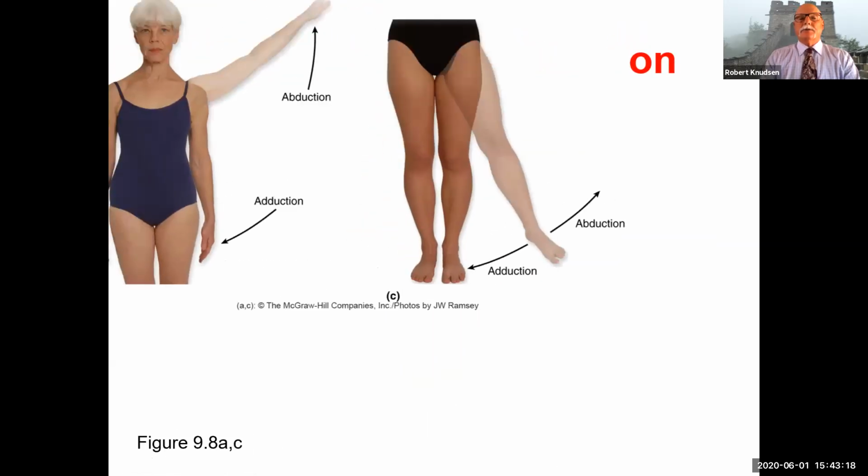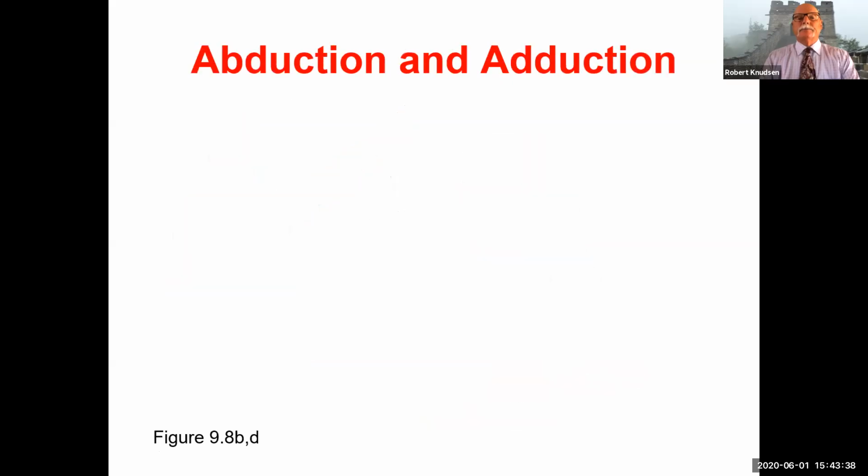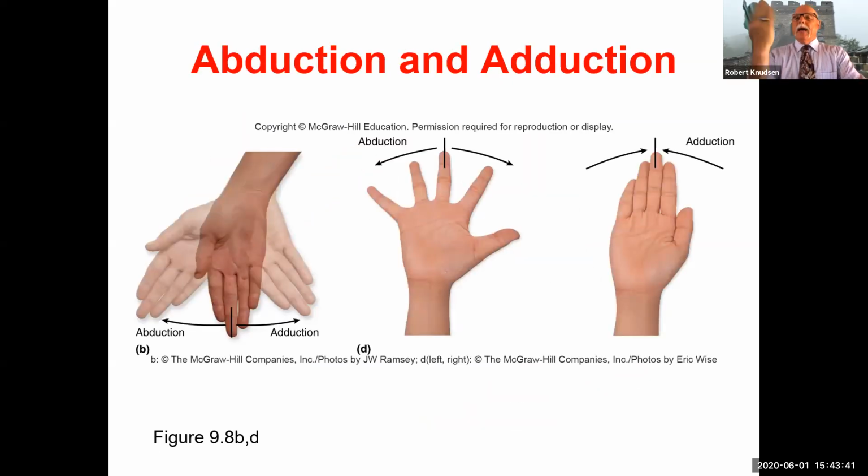Abduction, adduction. Here's grandma. Grandma's going to show you abduction, moving your arms away from the midline. They were down in anatomical position. You move them out, that is ab. You move them back, that is add. You can do the same thing with your leg. Okay, that's what that one shows you. Abduction, adduction, I showed you that one. You can do it with your wrist, you can do it with your fingers. It just means moving away from the midline or moving towards the midline.